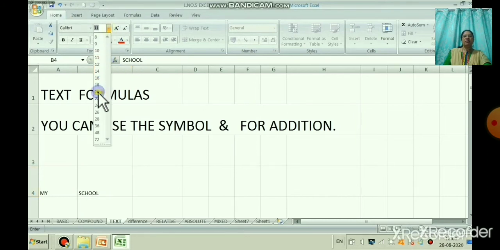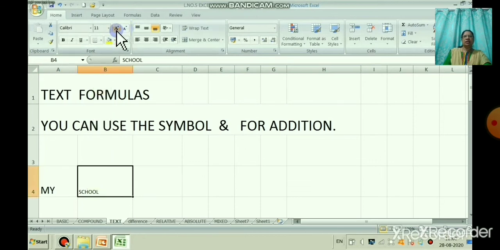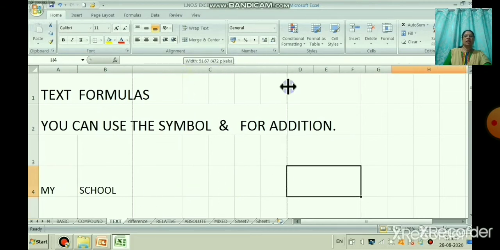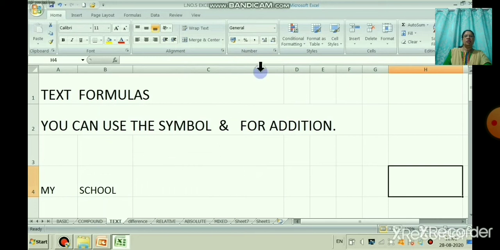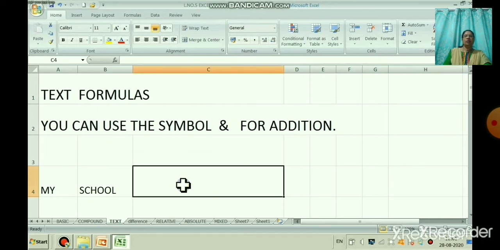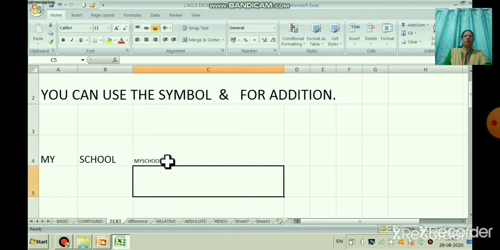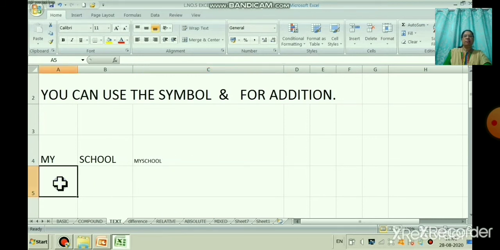For example, I have written "my school". I want to join the text or string, right. So I will take the next cell. The formula starts with the equal to sign, all of you know this. Where you have written A4, so A4, and we are not using the plus sign here, because this is for text, right. So we are using the AND operator. Can you see this AND symbol? Use it, and the next cell is B4. Can you see, without spacing it is coming "my school".